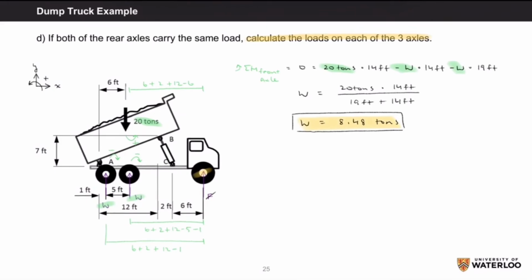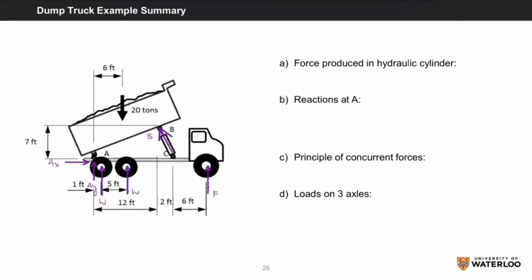And to solve for the force F, we can do a simple force balance in the y direction. The sum of Fy equals 0 will account for the 20-ton force, both W forces, and the force F. We just found that W equals 8.48 tons, so we can rearrange and isolate for F, giving us a force of 3.04 tons.